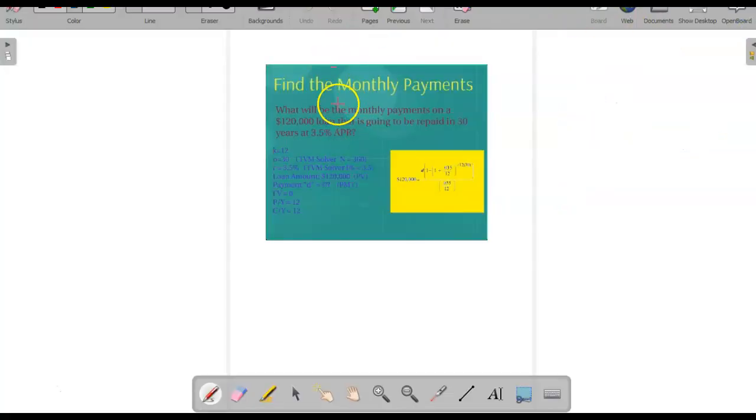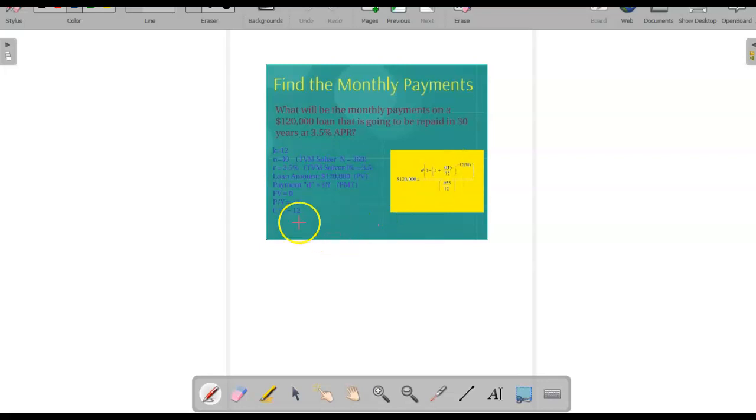The last one. Finding the monthly payments on a loan. What will be the monthly payments on a $120,000 loan that's going to be repaid in 30 years at 3.5% APR? Now, this is the same formula. A loan formula and the annuity formula are the same. So check this out. You've got the 1 minus again if you're using this long formula, and don't forget the negative in the exponent. That's very common that people forget that.